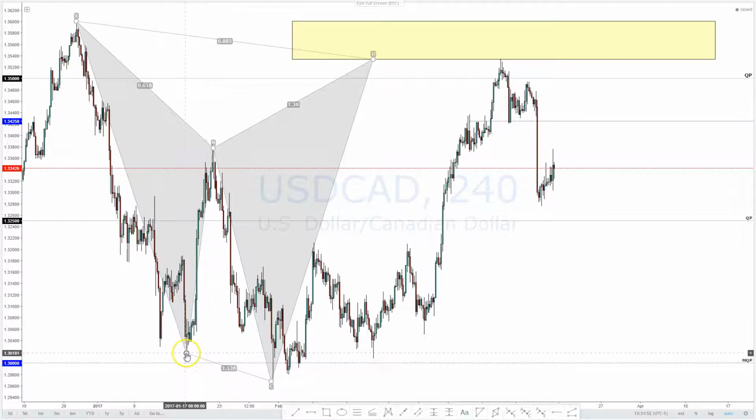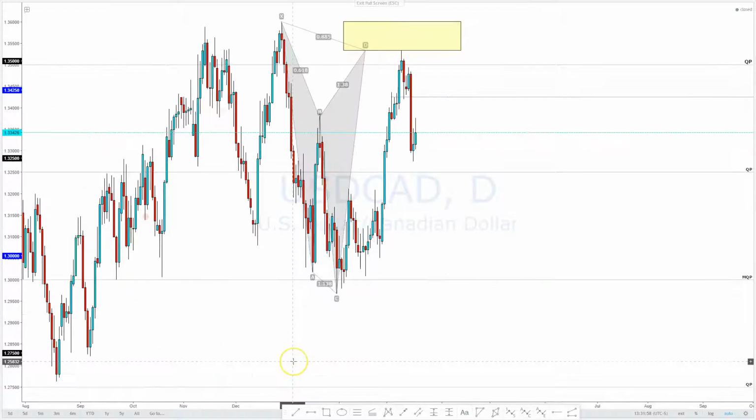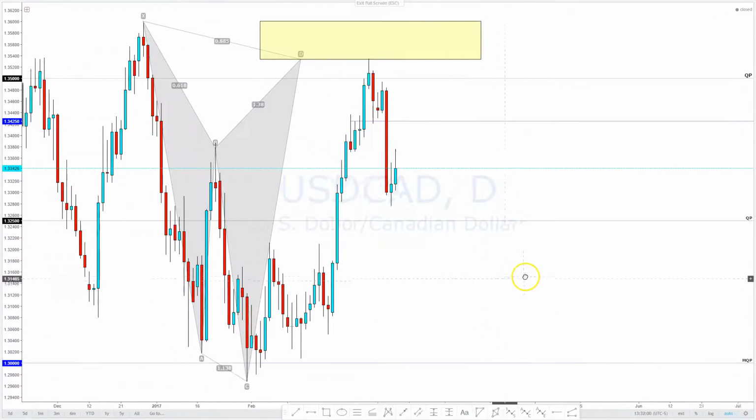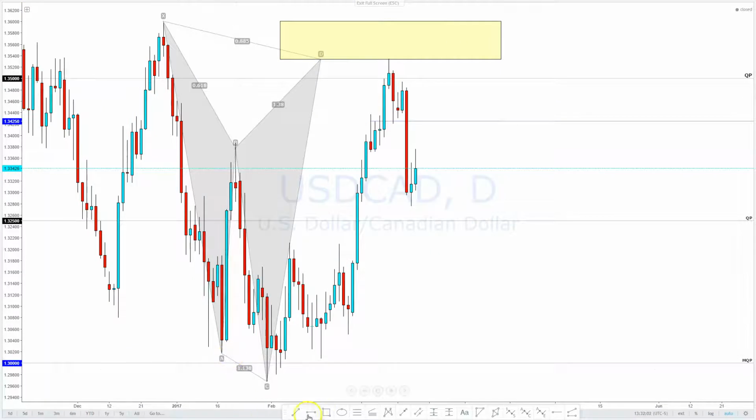Let's see if it closes all the way below. It never closed below, right? Well, it did, but on the daily chart, I don't believe it did. Let's check that low right here on the A point. Yeah, you see how it never closed below?